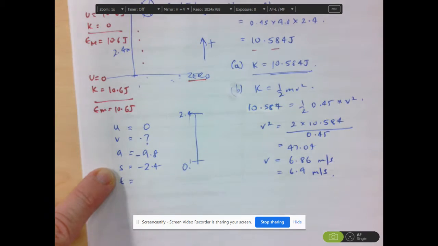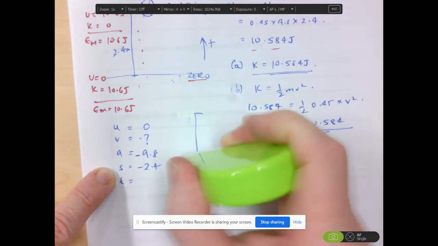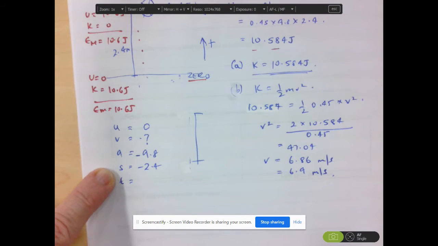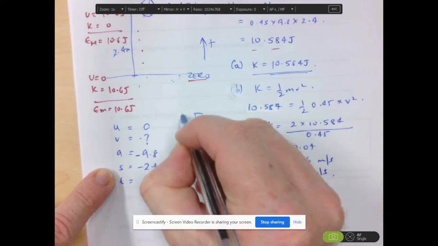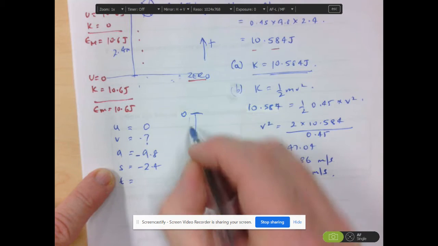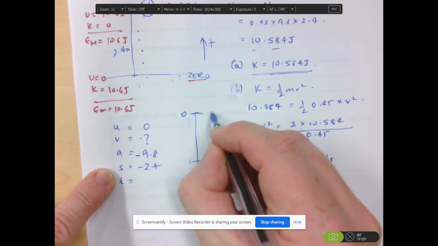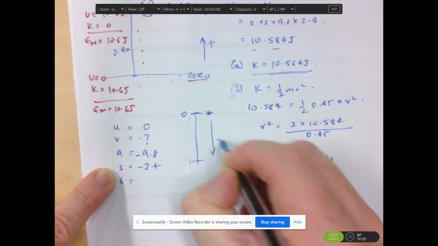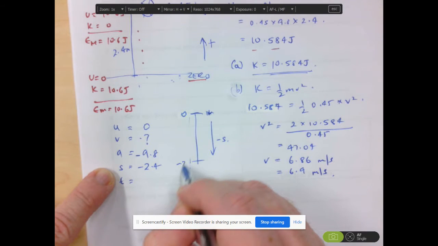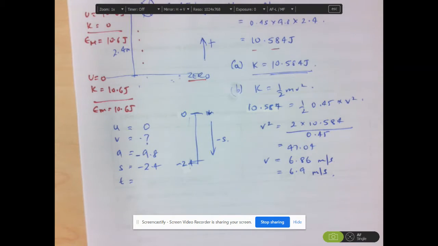If we take the top of the path as the drop point, the displacement is 0 there. Remember, when we do a drop, everything below our dropping point is a negative s. So the displacement would be negative 2.4 meters. And we do not know the time. So using that, we've got v squared equals u squared plus 2as.